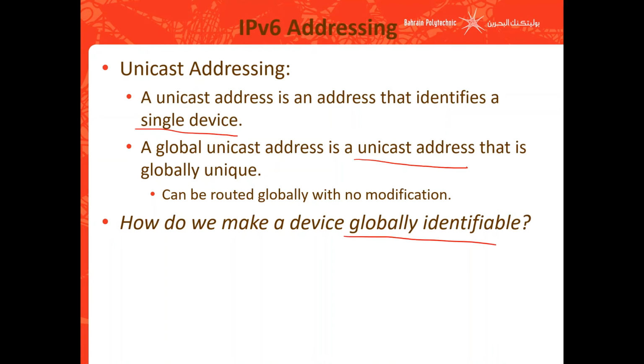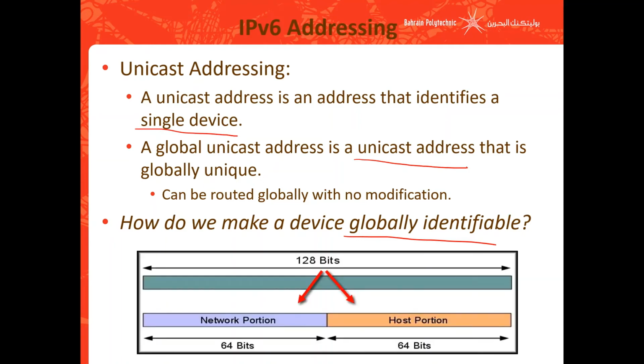How can we make a device on a network globally identifiable? Here we're specifically talking about IPv6 addresses. How can we make devices globally identifiable using IPv6 addressing? If you remember, we said that IPv6 has 128 bits. Out of those 128 bits, 64 bits are used for the network and 64 bits are used for the host.